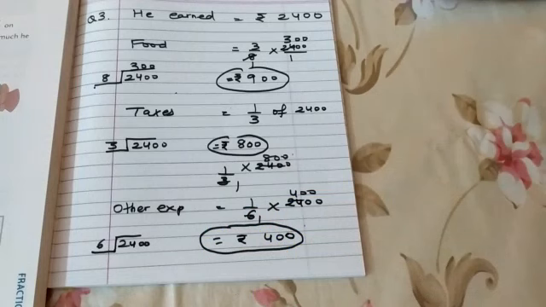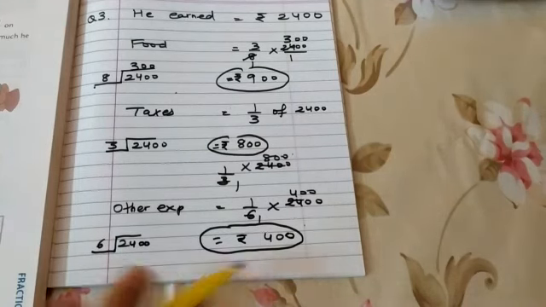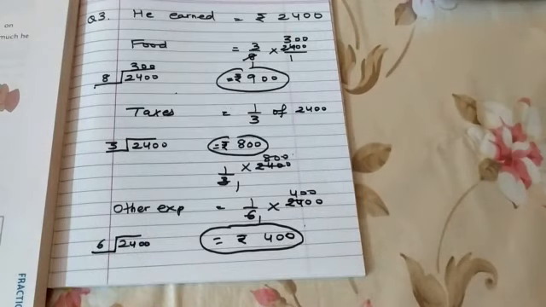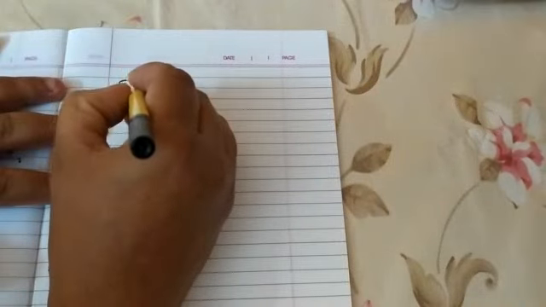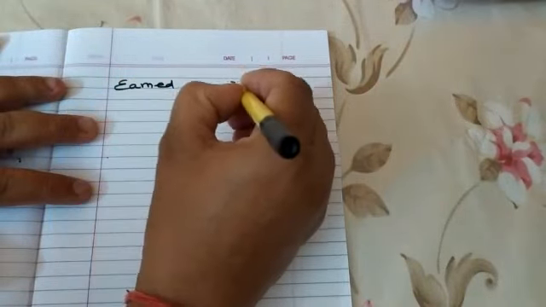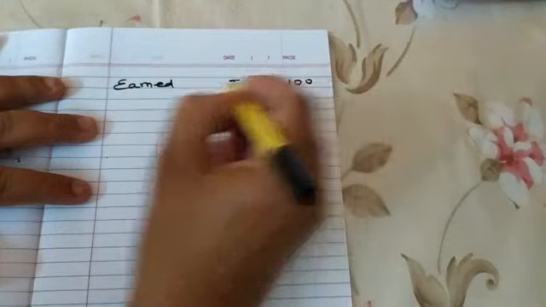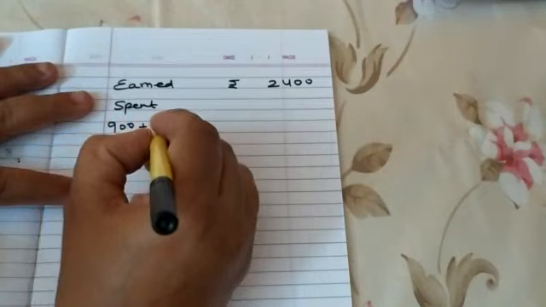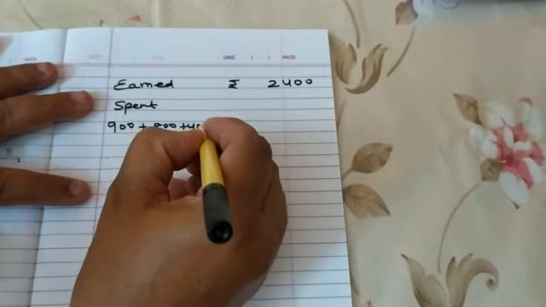Okay, we found out how much he has spent on food, 900. On taxis he has spent 800. And on other expenses he has spent 400. Now they are asking, find out how much he saved. Find how much he saved. Now, first of all, earned. Spent. Now he has spent 900 on food, 800 on taxis, and 400 on other.